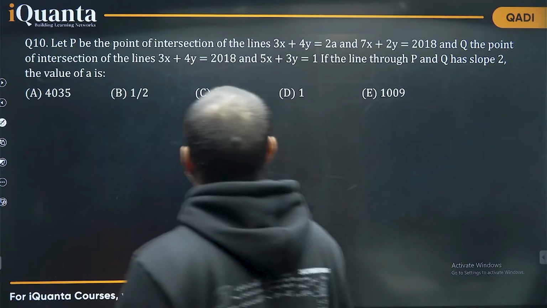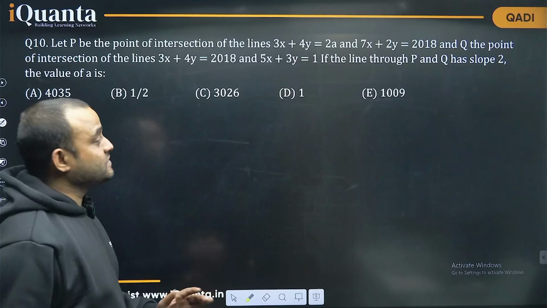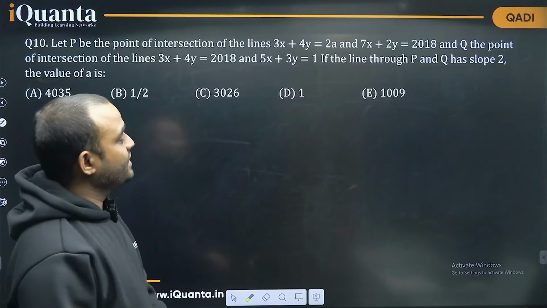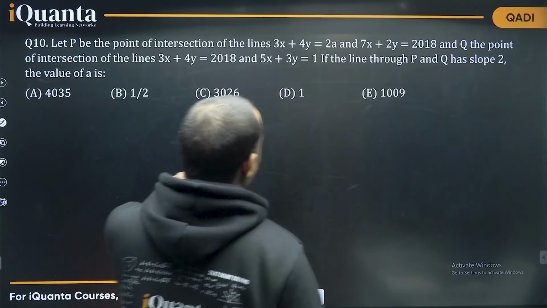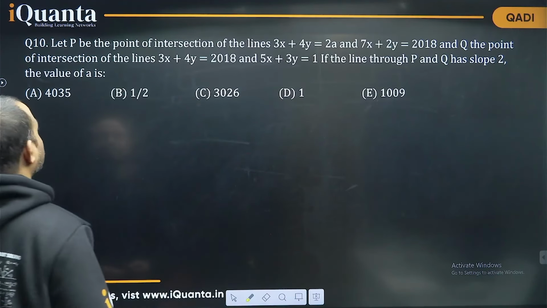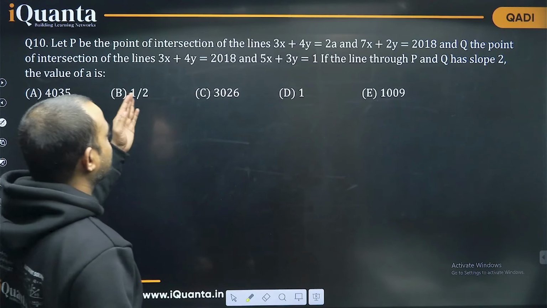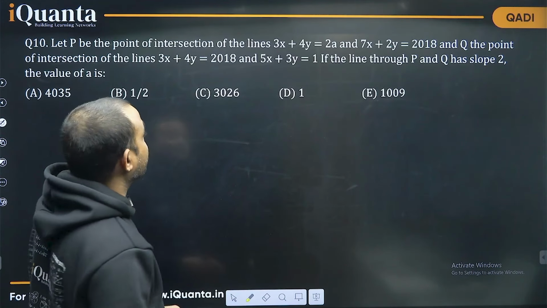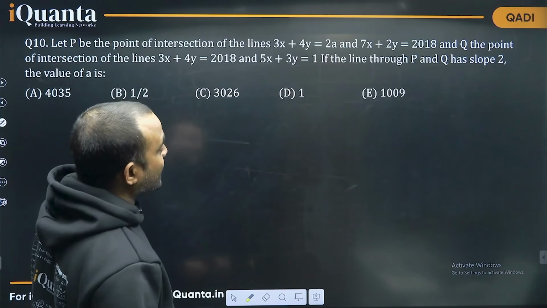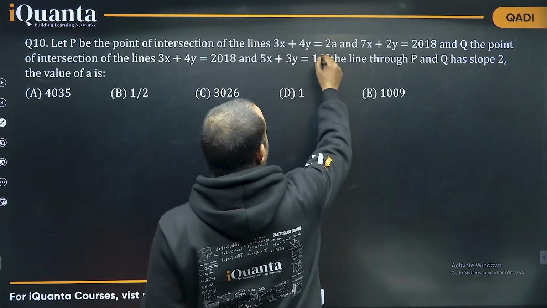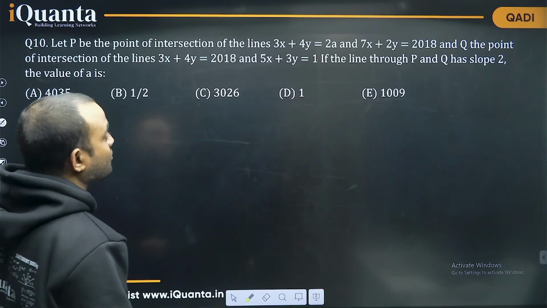Let P be the point of intersection of the lines 3x plus 4y is equal to 2a and 7x plus 2y is equal to 2018, and Q the point of intersection of the lines 3x plus 4y is equal to 2018 and 5x plus 3y is equal to 1. If the line through P and Q has slope of 2, the value of a is.